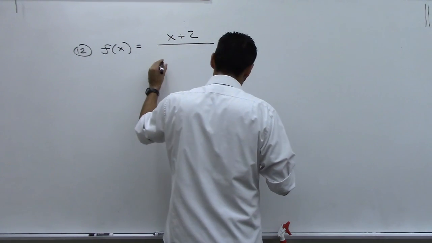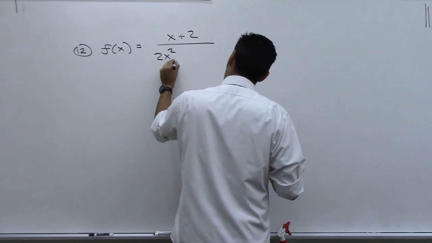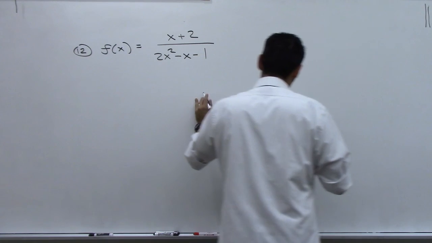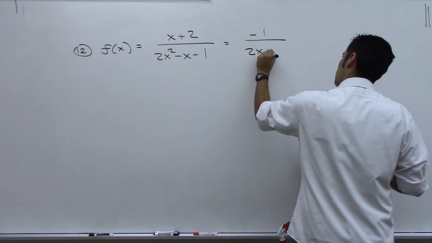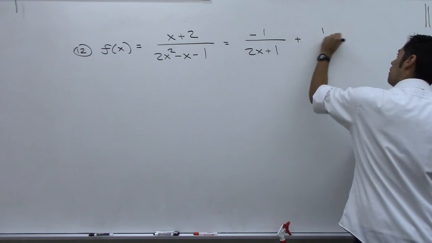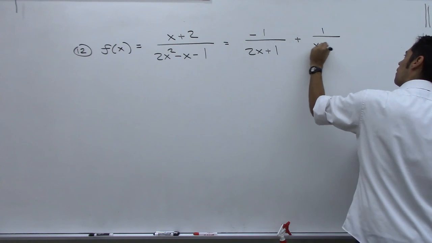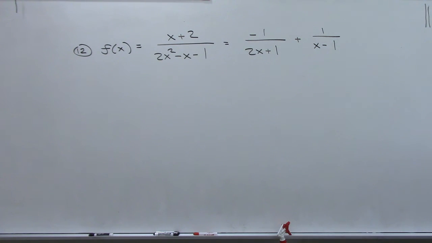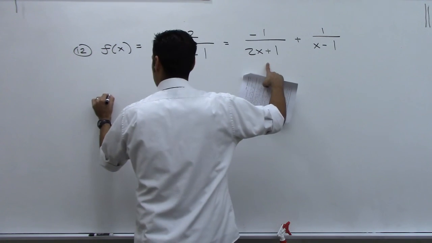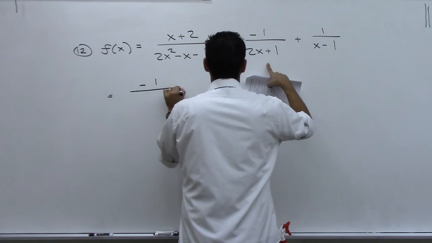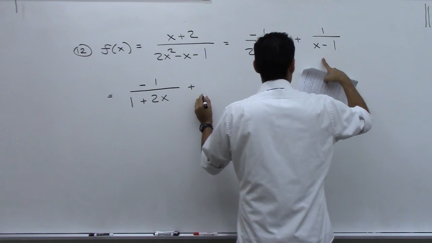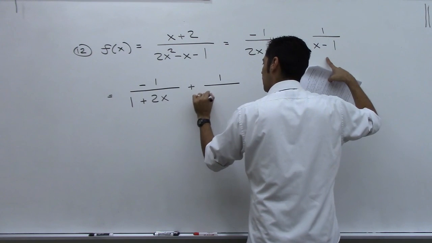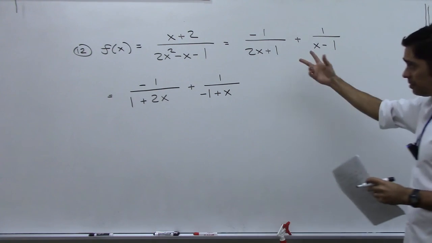They give you the same instructions here that you have to do partial fractions first. So without going into that work, I'm just going to show you this is what you get when you do partial fractions. And then for each of those, I'm going to try and use the formula. Let's see. I'm going to rewrite this: -1 over 1 plus 2x, plus 1 over -1 plus x. All I'm doing is just rearranging things.